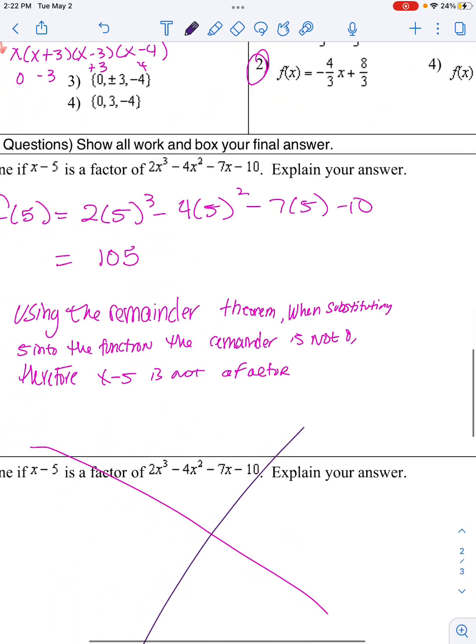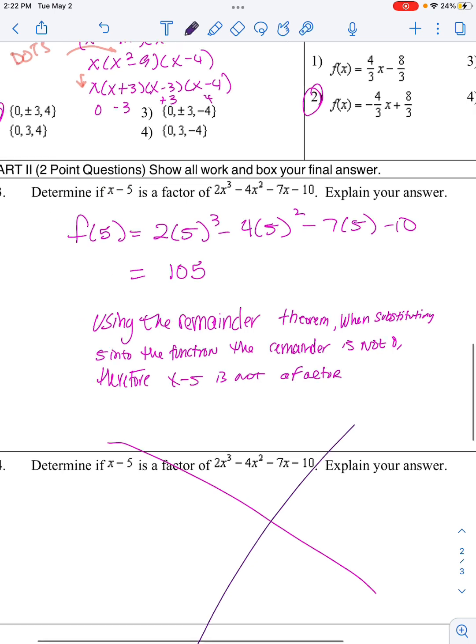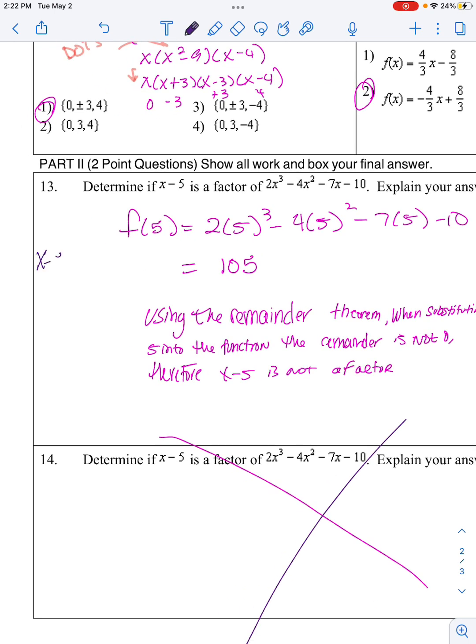All right, so you can do this one of two ways. I decided to use the remainder theorem. So what the remainder theorem says is to use the opposite, right? Because I'm looking for factors. So if this was a factor, x would equal 5. So if I substitute 5 into the function, if it's a factor, it'll give me 0. But since it's giving me 105, 105 is the remainder, which means that x minus 5 is not a factor because we have a remainder other than 0.